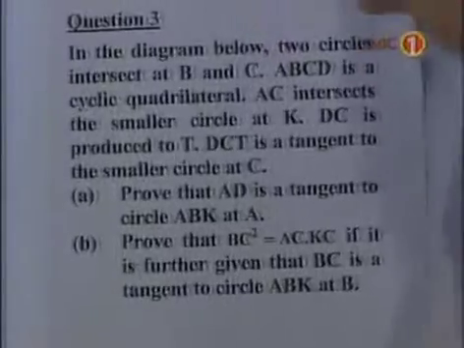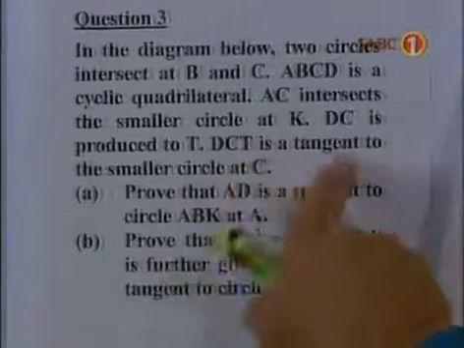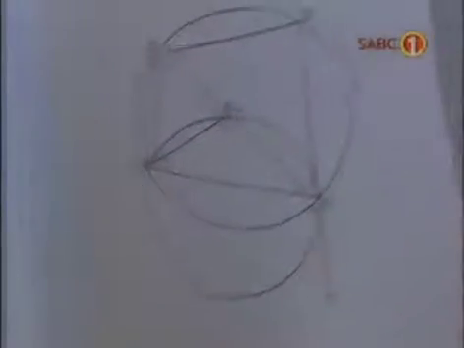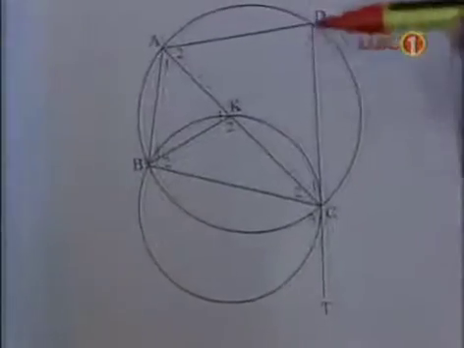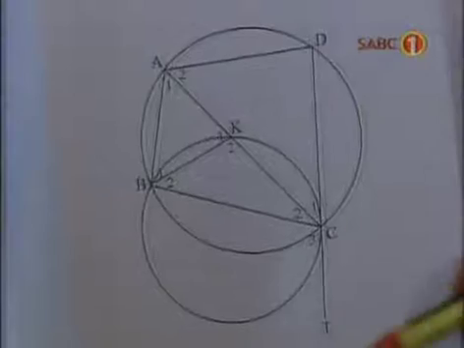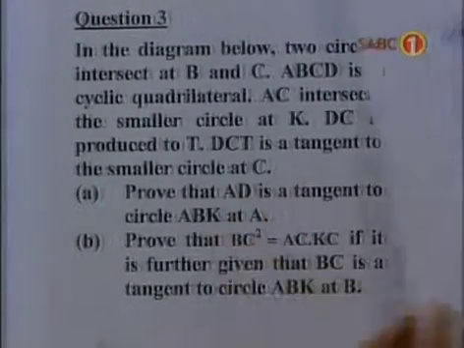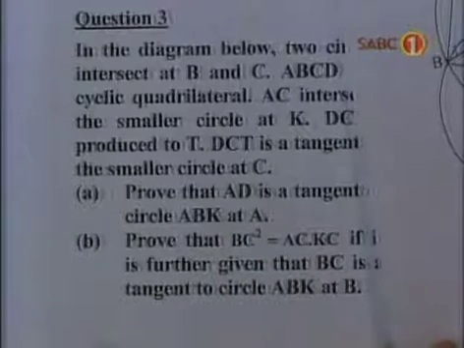Do you want to see what the next statement is? It says AC intersects the smaller circle at K. DC is produced, and DCT is a tangent. Okay, so DCT is a tangent to the smaller circle. So that guy is a tangent to the smaller circle. And we've got to prove that AD is a tangent to ABK at A.